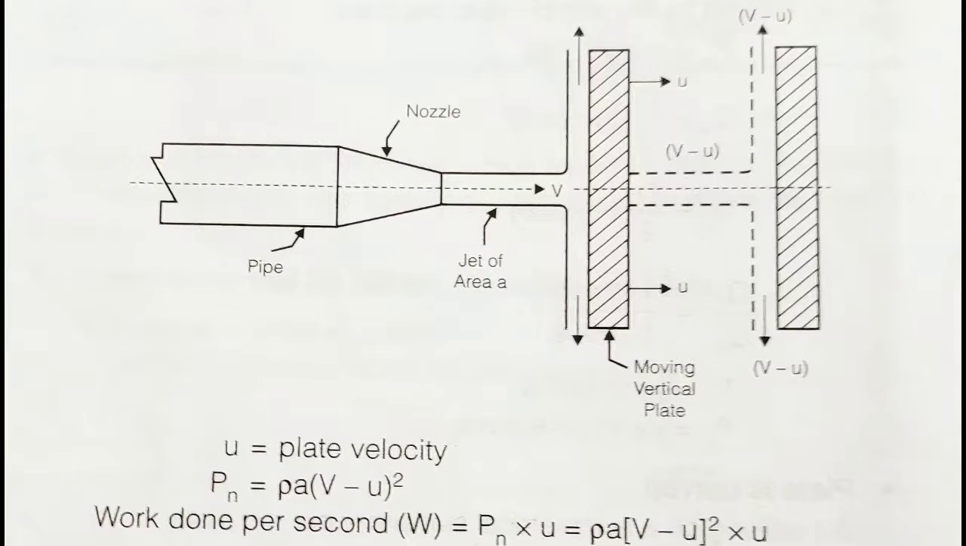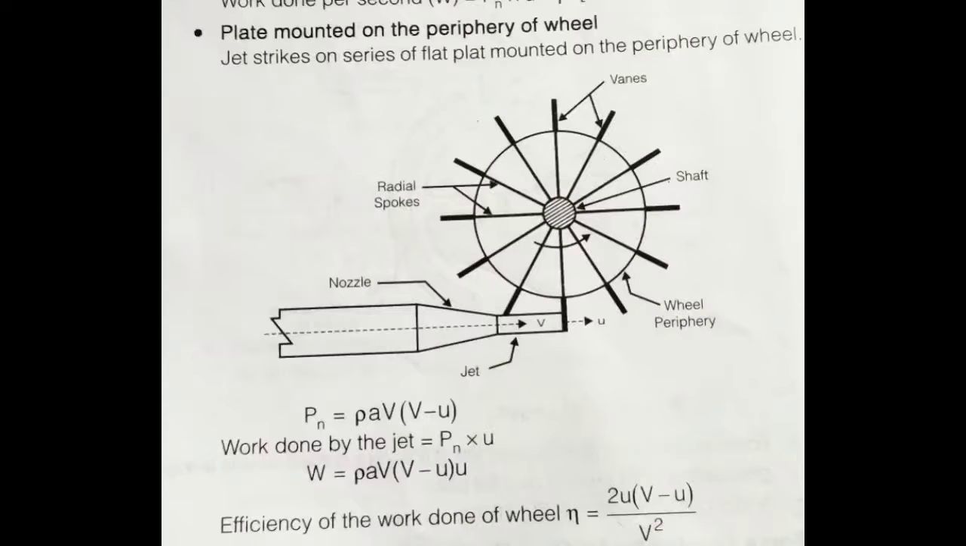Moving plate, also normal to the jet. Work done per second in that equation. Before that, the force Pn equals rho a into (v minus u) the whole square. Work done per second W is equal to Pn into u, that is rho a (v minus u) the whole square into u.